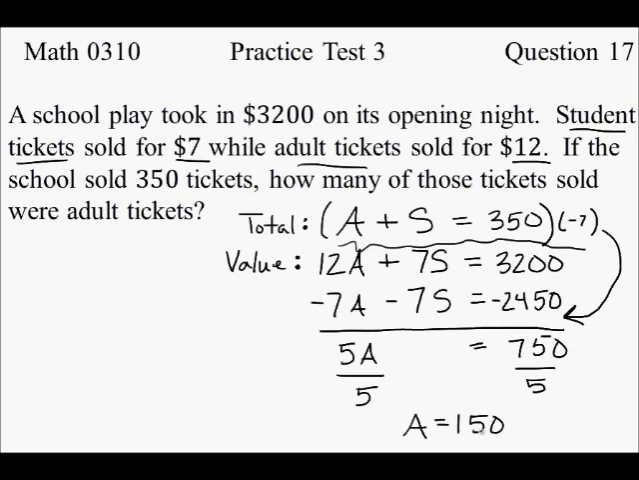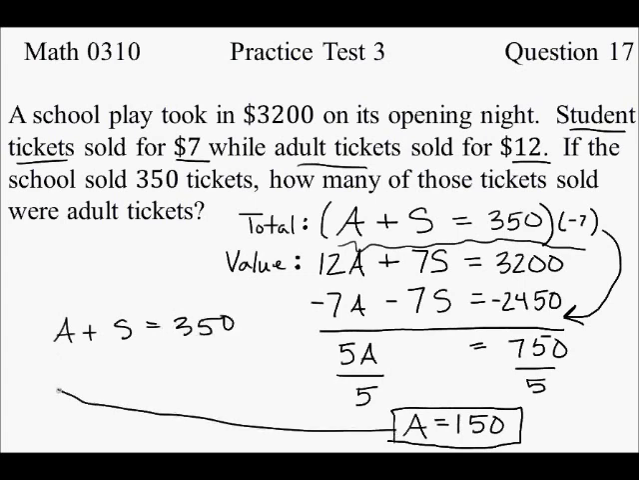Okay, and so we want to know, it says how many of those tickets sold were adult tickets. Now we already have that A equals 150. If it was asking for the student tickets, we could go back and use this equation, A plus S equals 350. We could plug in our 150 for A and solve for S. But since we already have what we're looking for, the number of adult tickets was 150, then our answer choice here is B.